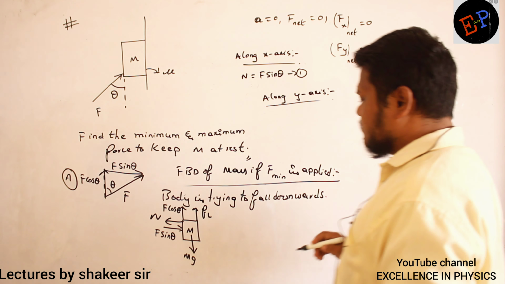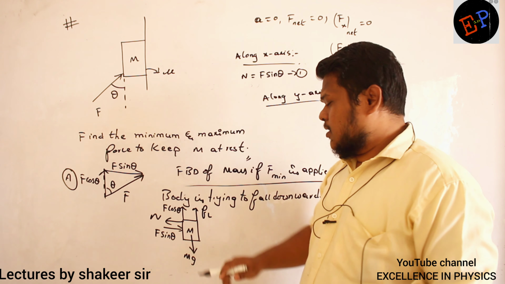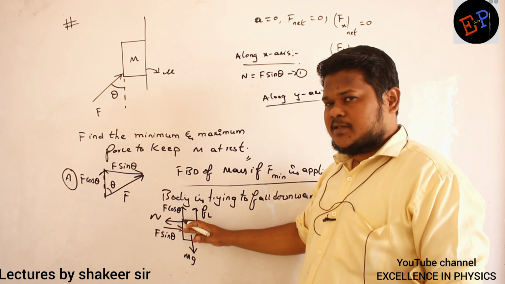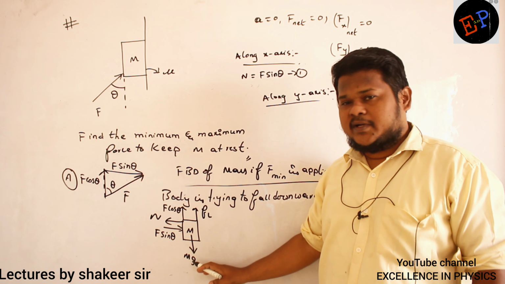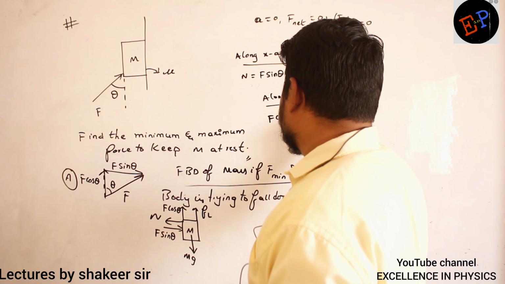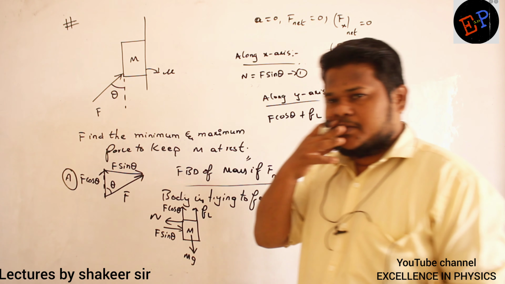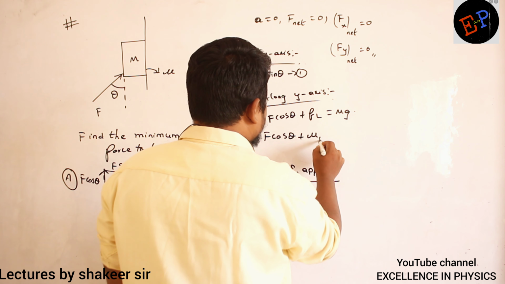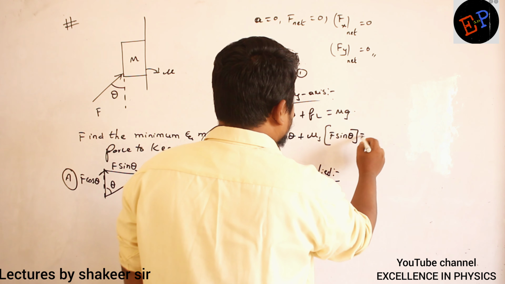Along the y-axis, what are the forces which are acting? See, my F cos theta and Fl, both of them are pulling the body upwards. And which is the force which is pulling the body downwards? Mg. So your applied force in the vertical direction and limiting friction are responsible for supporting the body, and they are balancing the weight of the body, capital Mg. So therefore I say F cos theta plus Fl is equal to capital Mg. And what is the formula for limiting friction? Mu s into N. Substitute here. So F cos theta plus mu s into N, with normal reaction already calculated as F sin theta, is equal to capital Mg.